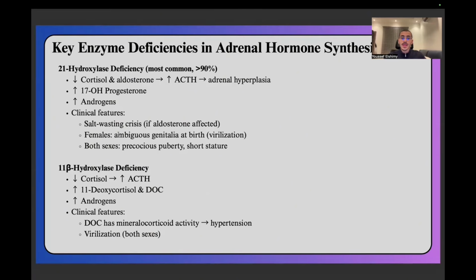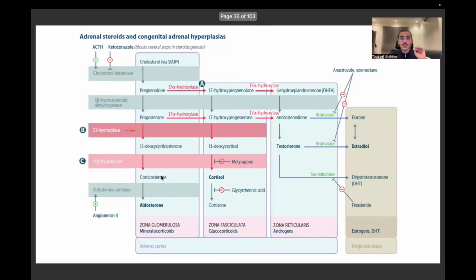In females, there will be ambiguous genitalia at birth or virilization because there are increased androgens. These affect the female genitalia and make it more towards the shape of the male genitalia. So this is called virilization. For both sexes, you have precocious puberty and short stature, and this is due to the exposure to increased androgens. This is the most common enzyme deficiency.